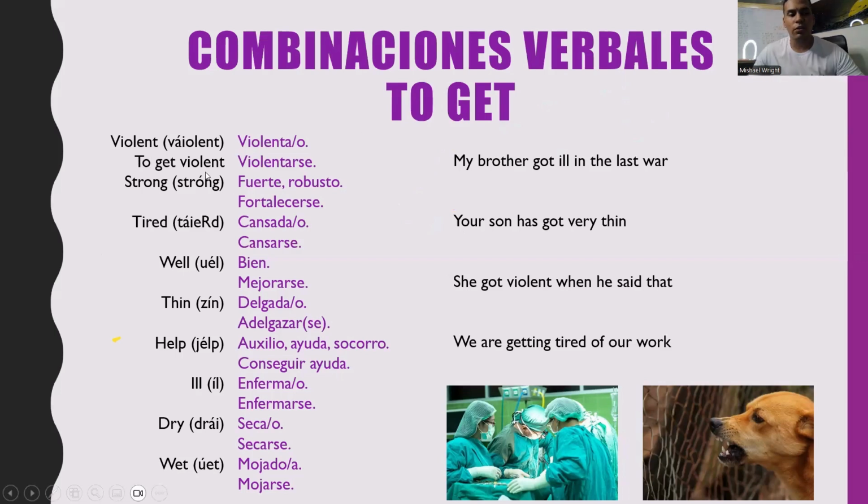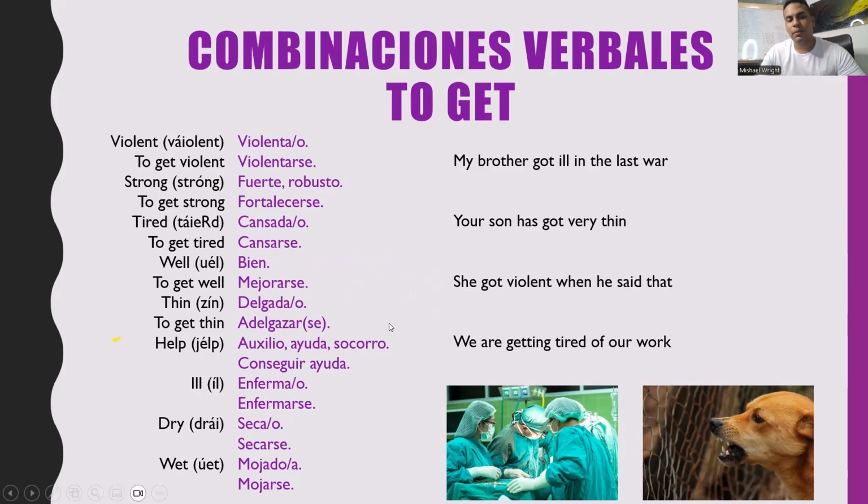Strong. The other one, let's go with the next one. Strong, to get strong, okay? Tired, to get tired, right? That is becoming tired. Well, to get well. That is, it's normally used as to get better, like this one. To get better, right? Okay, so let's keep going. The other one is thin, right? So to get thin, this one.